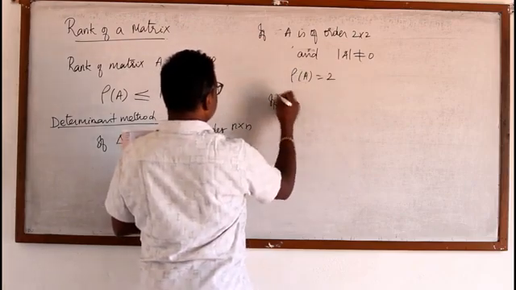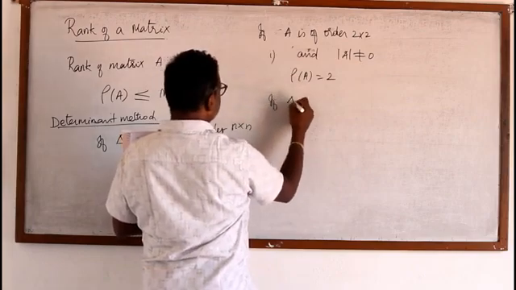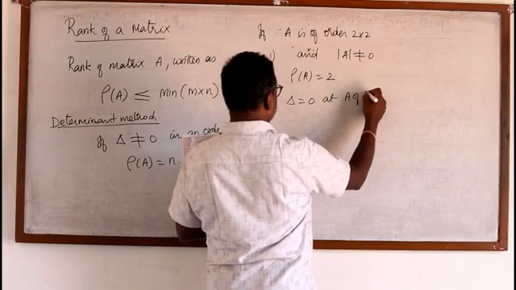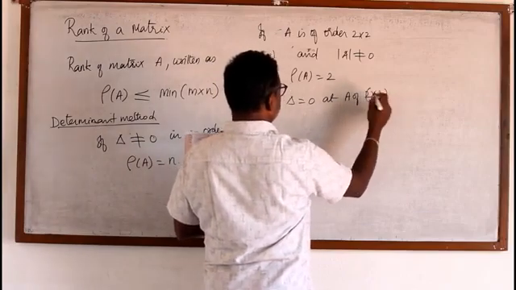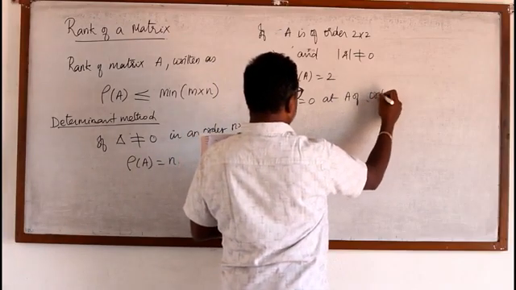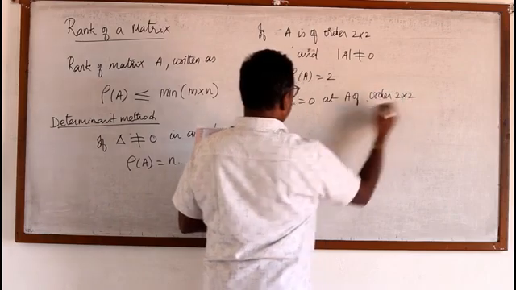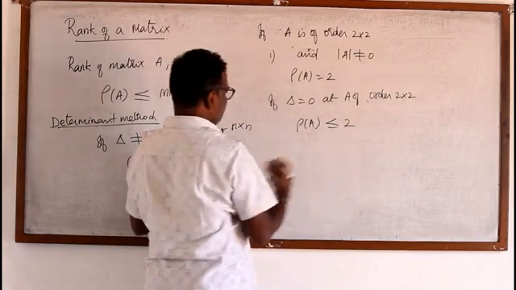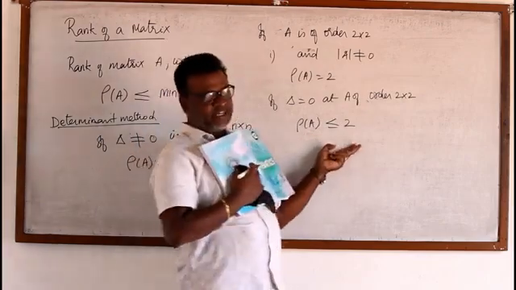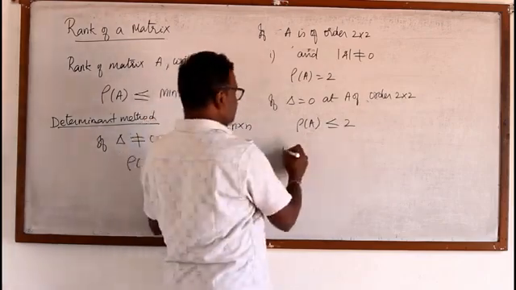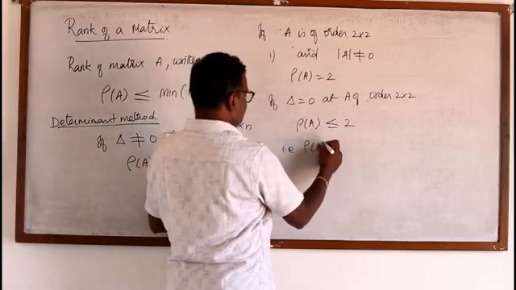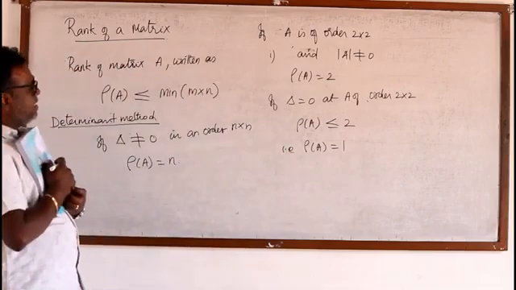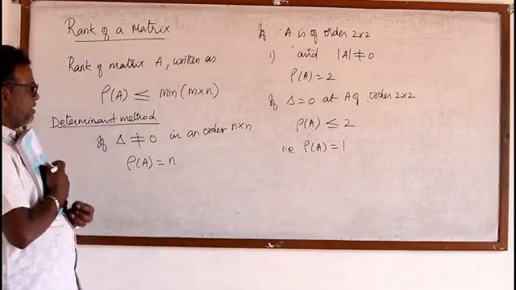Suppose determinant of A is 0 for A of order 2 cross 2. Then rank of A will be less than or equal to 2, maybe 1. If it is less than 2, then definitely it will be 1. That is, rank of A equals 1. So this is called finding the rank of a matrix using the determinant method.